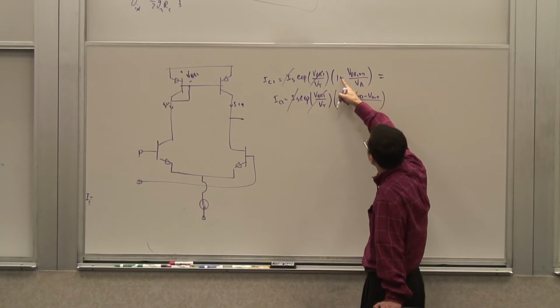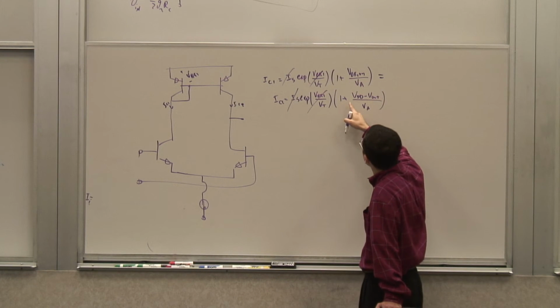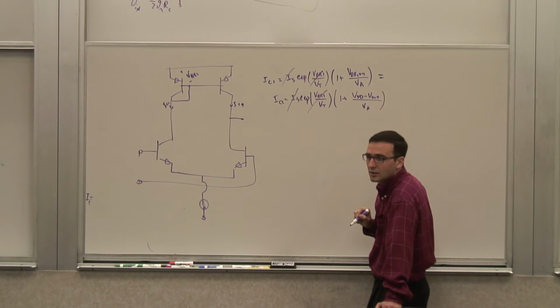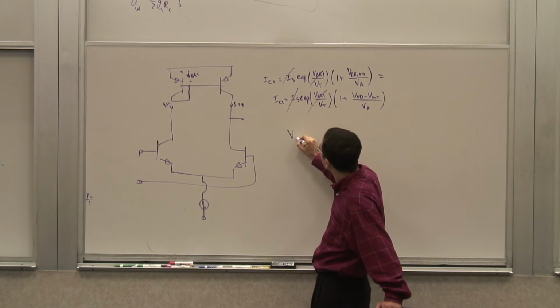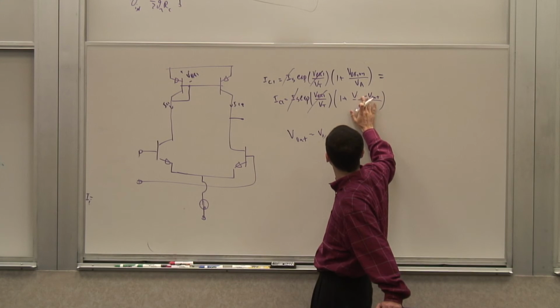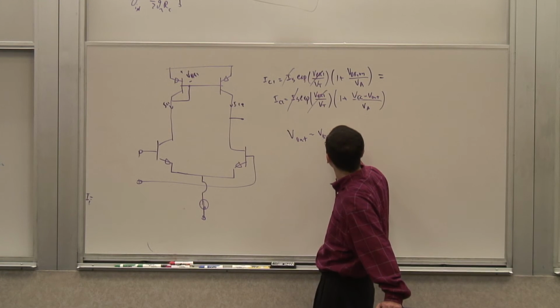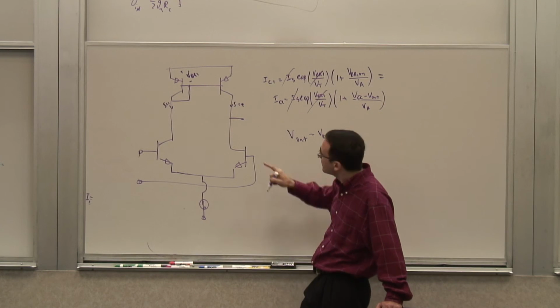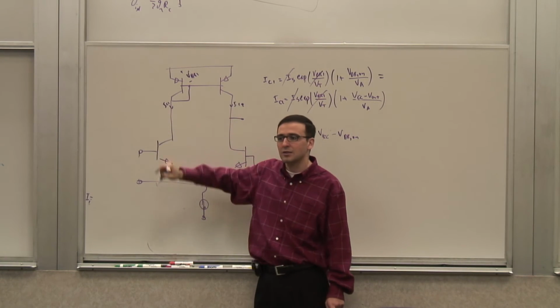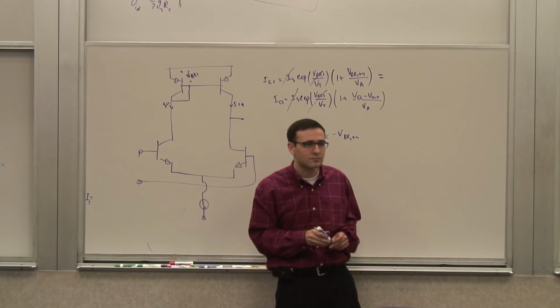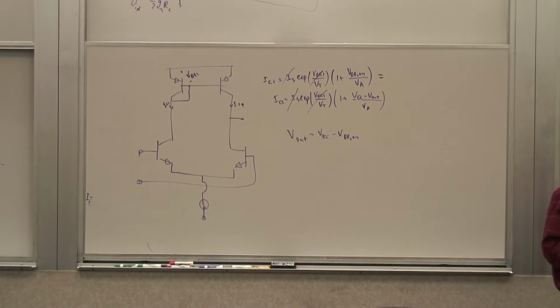And what you're left with is that 1 plus VBE on over VA has to be equal to 1 plus VDD minus V out over VA. So what can you say about the V out? I claim V out is at VCC minus VBE on. So this voltage is approximately the same as that node. It's a VBE below VCC in a balanced case, when the input is balanced. Right? And so that makes sense.